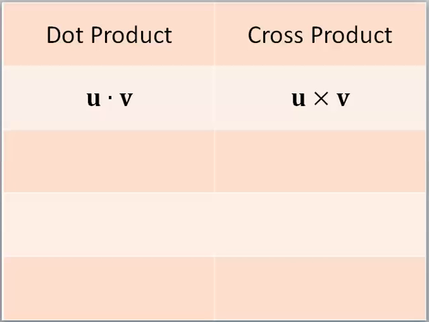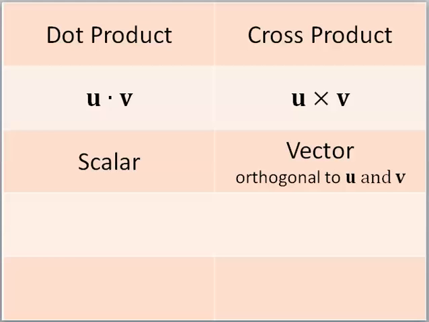Let's do a little summary. We discussed the dot product in the last section, and in this section we discussed the cross product. So let's do a little bit of comparing. Dot product, u dot v; cross product, u cross v. The dot product is a scalar value. The cross product is a vector. And remember, it's a vector orthogonal to both u and v.